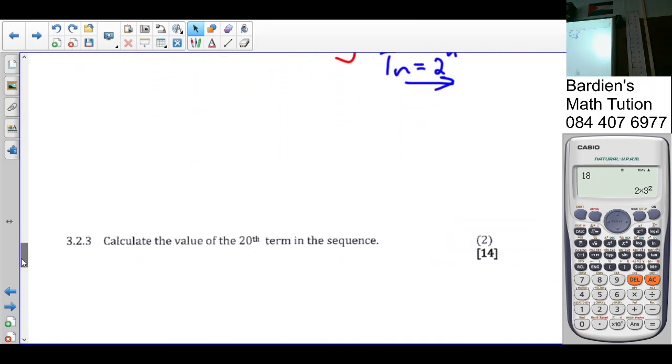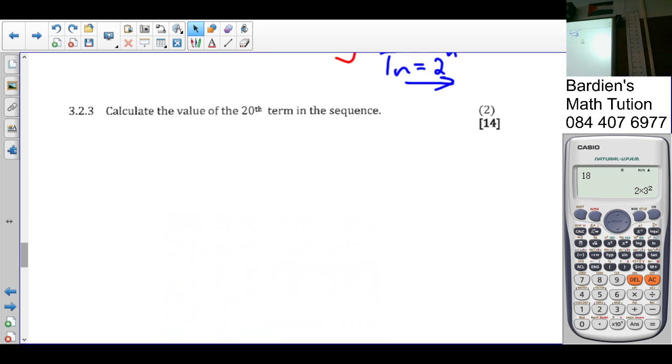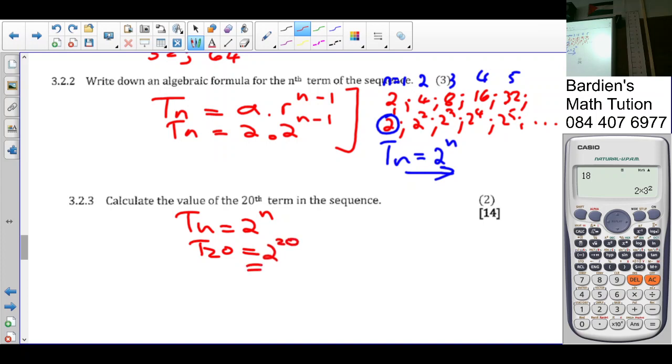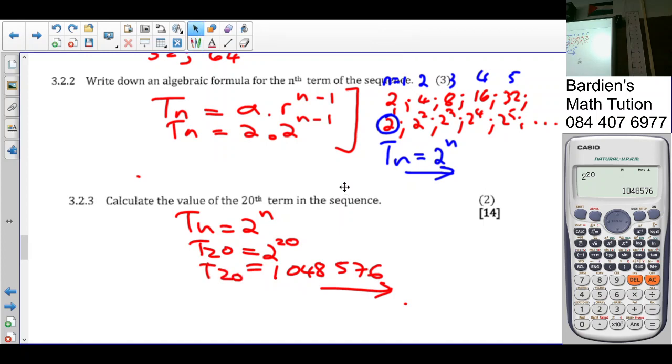Then the next question says, calculate the 20th term of the sequence. So how do you calculate the 20th term? If Tn is equal to 2 to the n, then T20 will be 2 to the 20. And 2 to the exponent 20 on the calculator is 1,048,576. That's the value of the 20th term. Right, you guys understand? Yes.